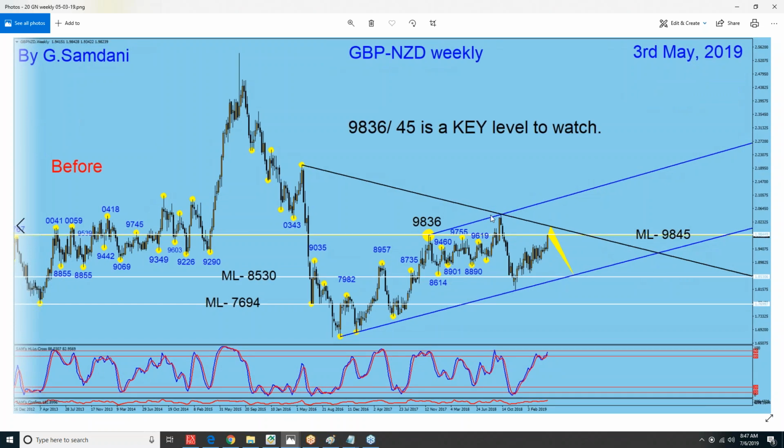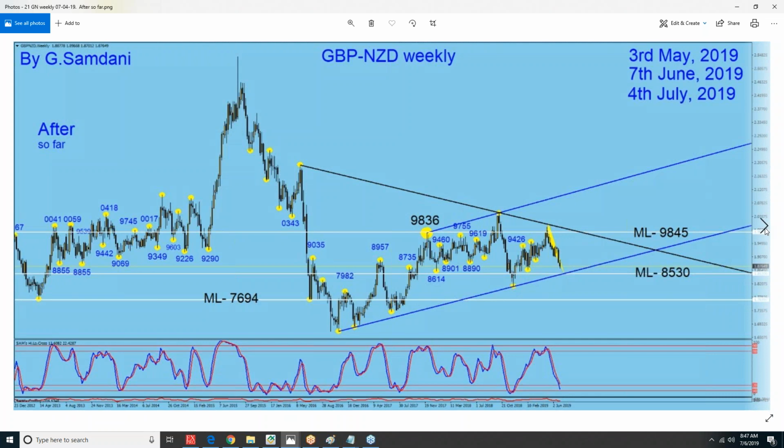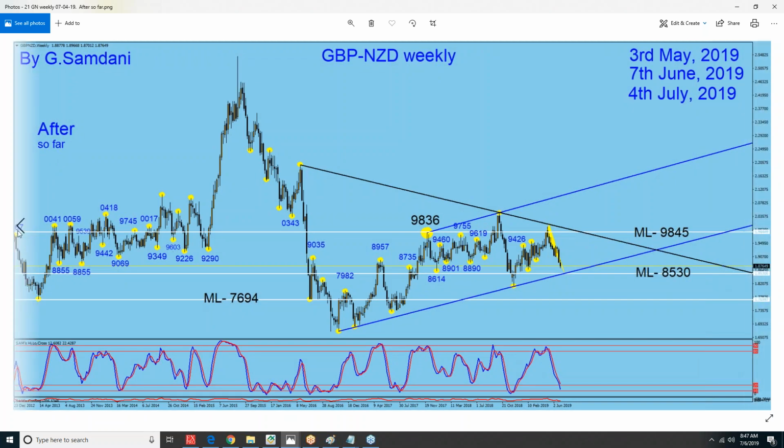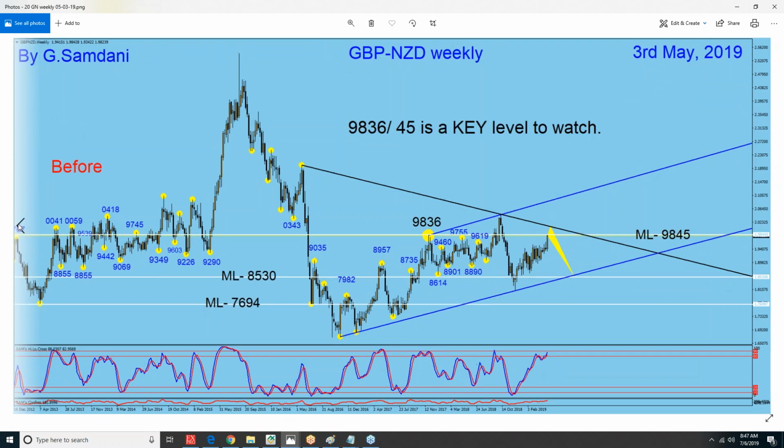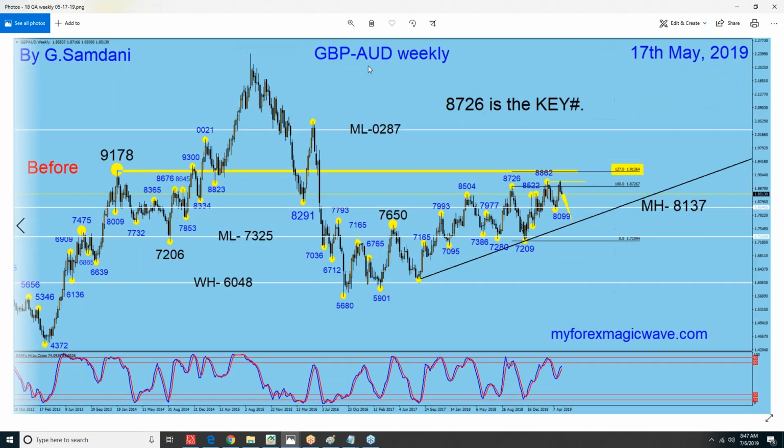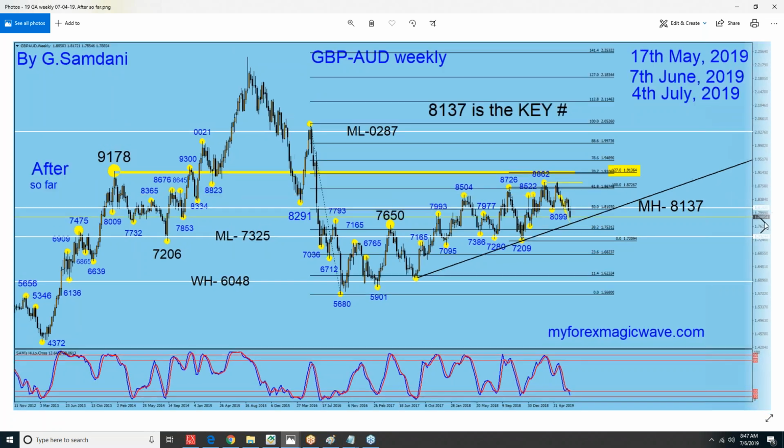I'm going backward, by the way. So see, this is the one I said we're gonna drop. This is almost like 1100 pip straight line. Okay, so far. And then I also have Pound Aussie. Look, I said we're gonna drop on 17th May, and we dropped.